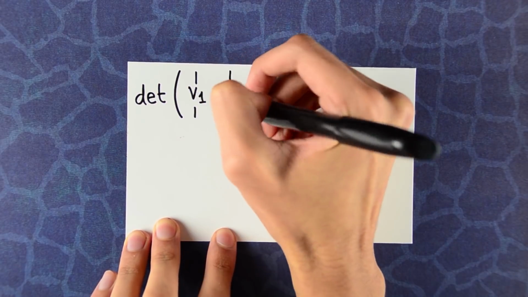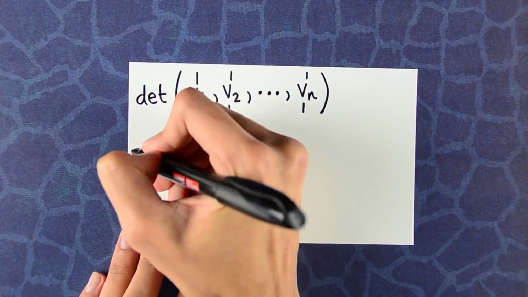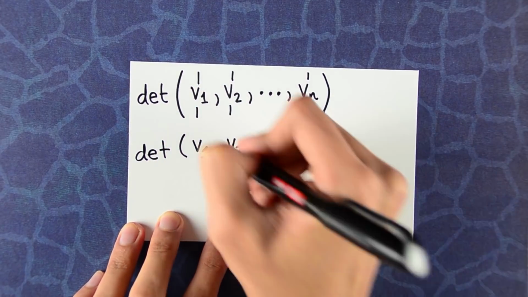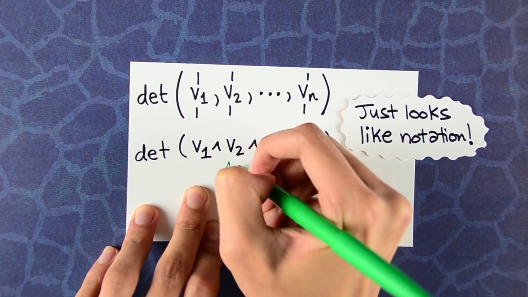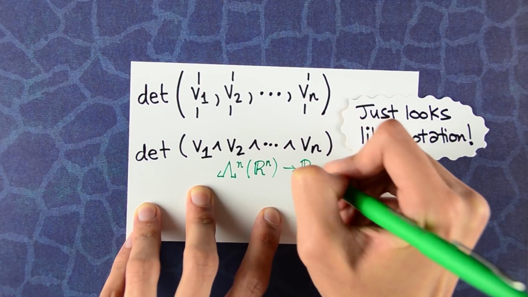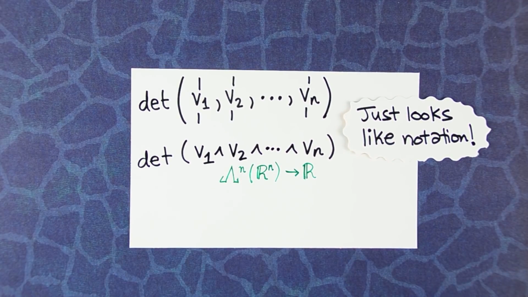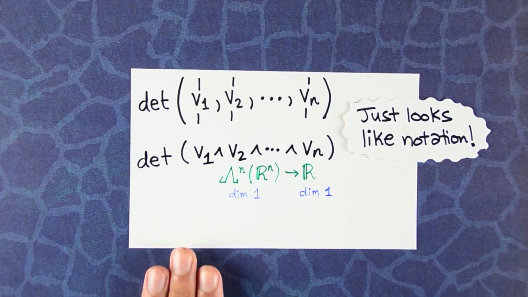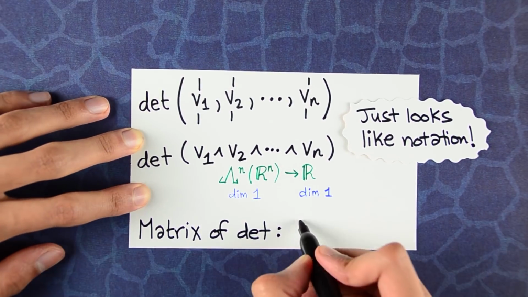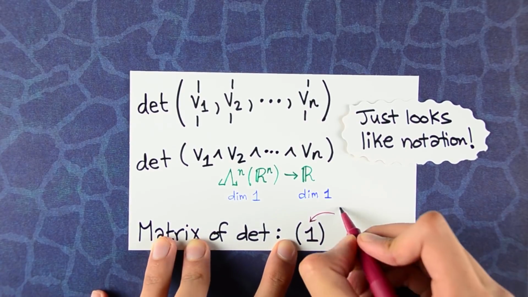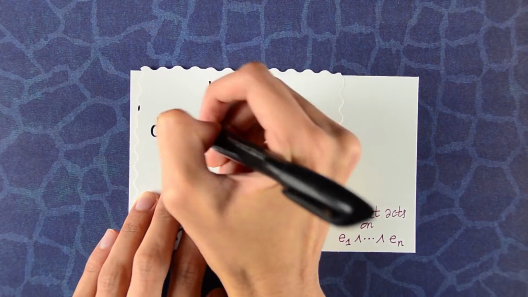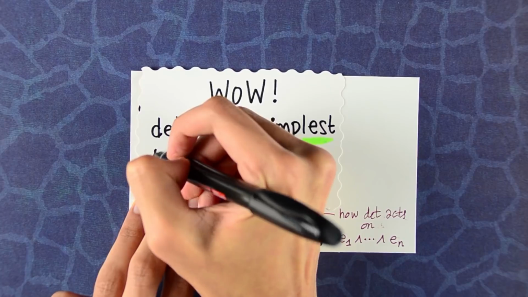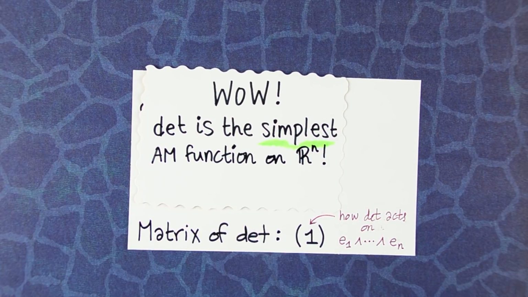Now let's see this applied. We know that the determinant function acts on n column vectors in Rn, and it's alternating and multilinear. We can rewrite it like this. All we're doing is replacing the commas with wedges, but now this is a linear map from lambda n of Rn to R. Better yet, both spaces have dimension 1. So the matrix of this linear map is a 1 by 1 matrix with entry 1, because that's how it acts on a basis vector. When I saw this, I was mind blown. It suddenly made sense why determinants are so important. They're the simplest alternating multilinear function on Rn.